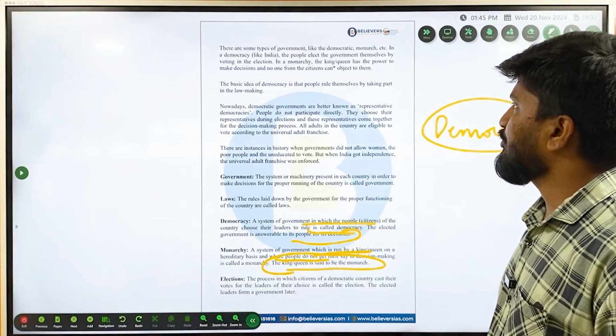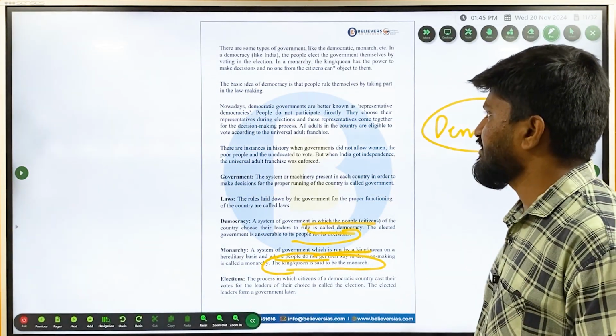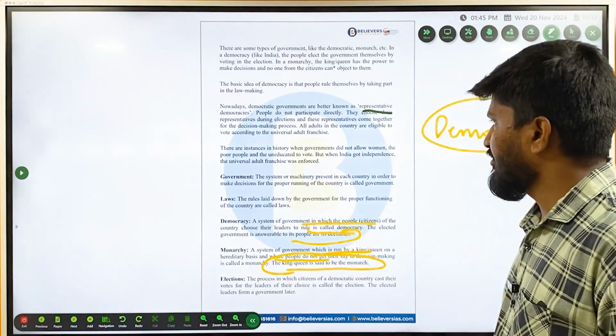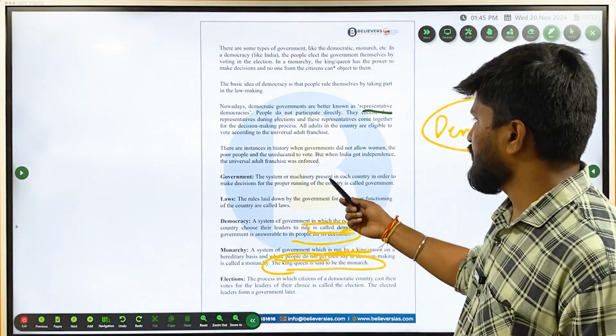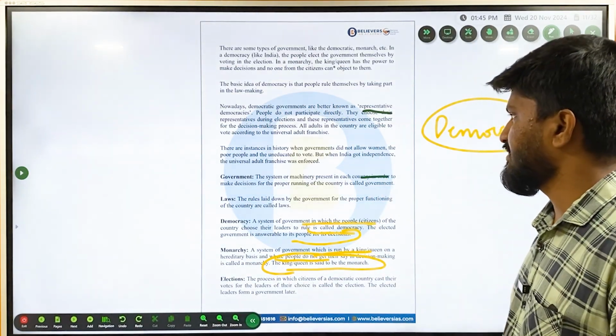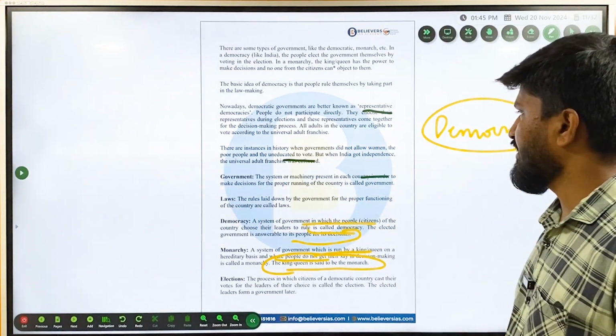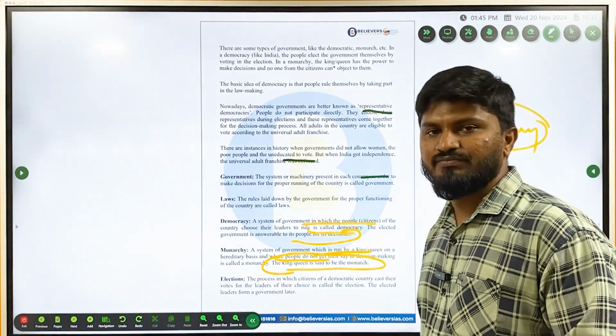The basic idea of democracy is that people rule themselves by taking part in lawmaking, better known as representative democracy. We already discussed what government is. We already discussed instances in history where governments did not allow women, poor people, and uneducated people to vote. But when India got independence, universal adult franchise was put forward.